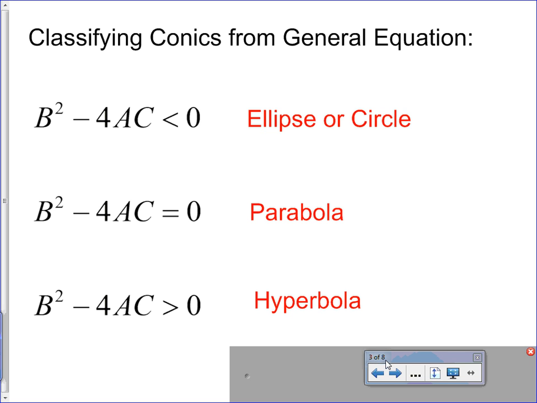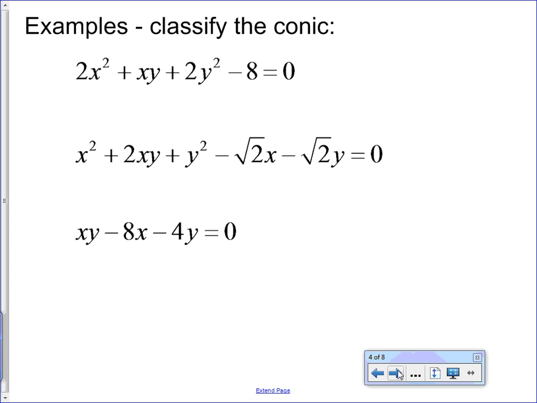So I'm going to give you 3 equations to solve. You can use a calculator here to do your b squared minus 4ac if you want, or you could do it by hand, certainly. But if you would, just take a minute to classify these 3 conic sections.